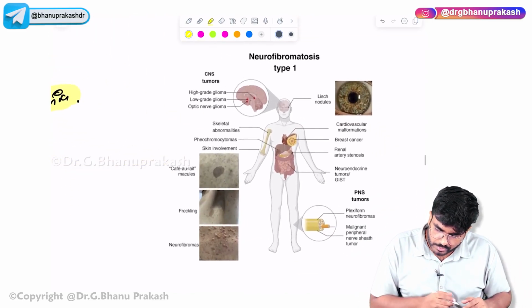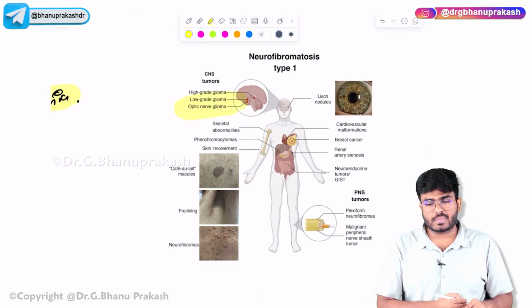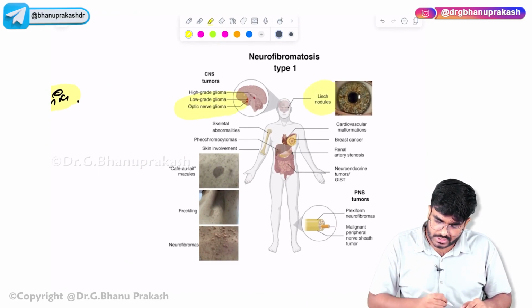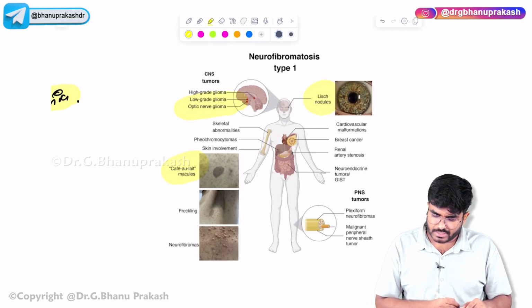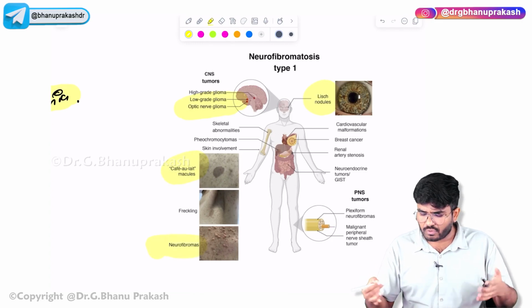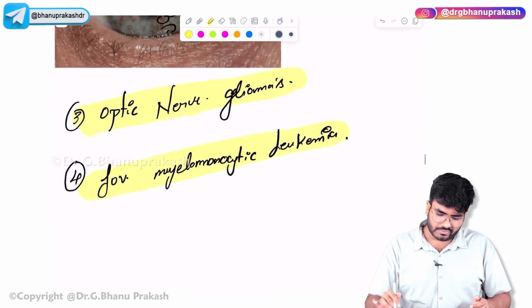See here, in neurofibromatosis type 1, optic nerve involvement is seen, Lisch nodules are going to be seen, café au lait spots are going to be seen, neurofibromas are going to be seen. Yes, of course, other things are also going to be seen, but these are the main important ones.